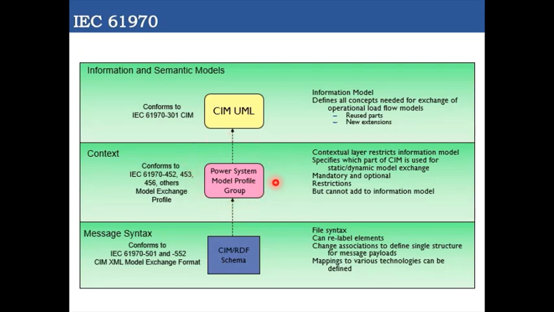So what will the power system model profile group give you? It will set the contextual layer which restricts the information model. That means it will contain a limited number of classes which will define a particular profile and related data exchange. So it will specify what part of SIM is used for any particular model exchange. It has mandatory and optional features. It has various restrictions added to it, but these will be local to you.